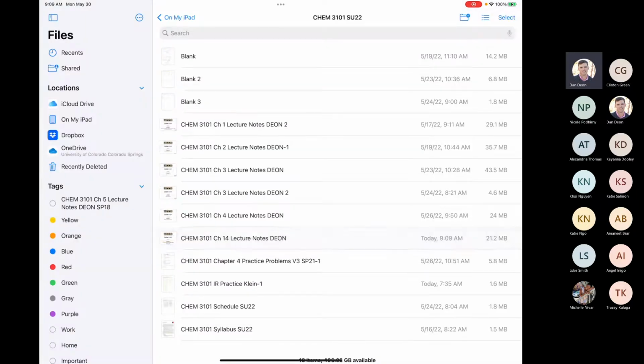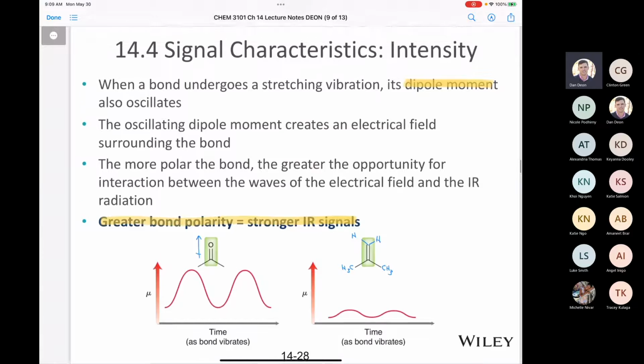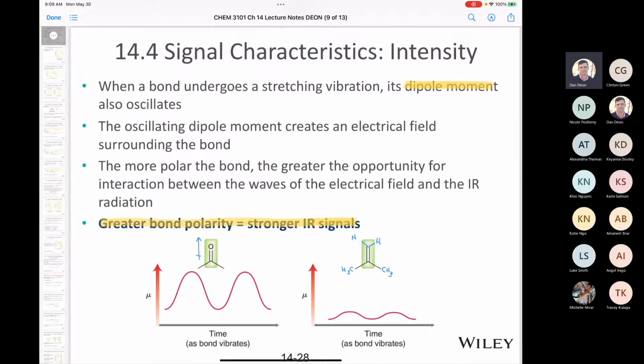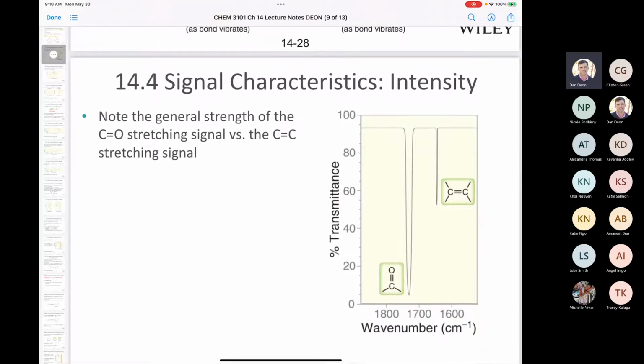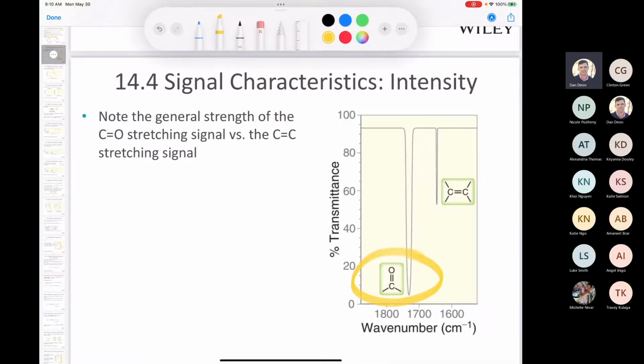In our textbook, I think the way he puts it is that the more polar a bond is, the more it can act like a little antenna and pick up the signal of the infrared light. I think that works as a very good way of remembering it. If we look at the absorbances of the carbonyl, the carbon-oxygen double bond, and the alkene, the carbon-carbon double bond, you see that this is a more polar bond, and therefore it has a much stronger absorbance. This is a weakly polar bond, and therefore it has a pretty weak absorbance. So now you know about the intensity of a stretching signal in an infrared spectrum.